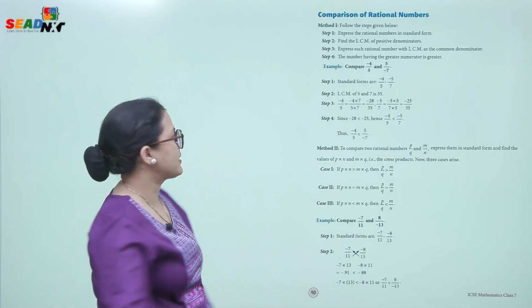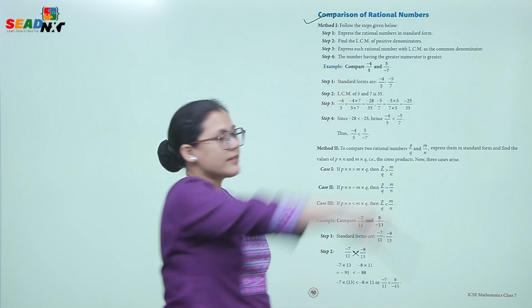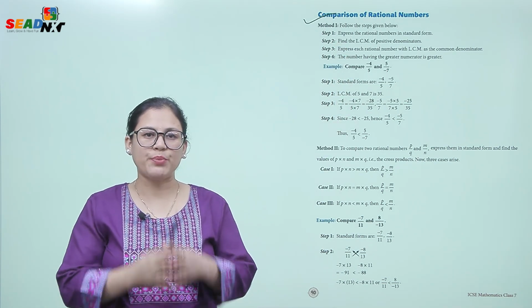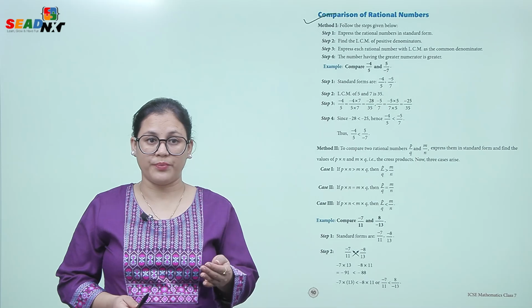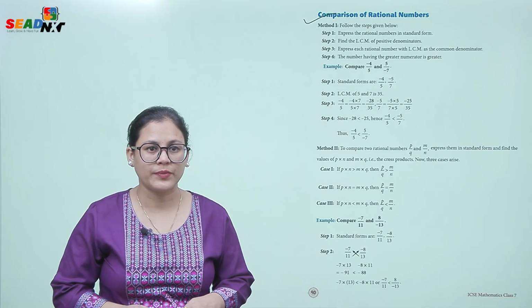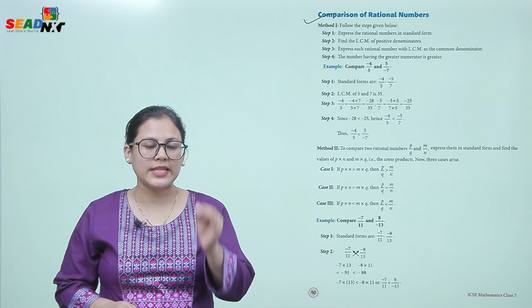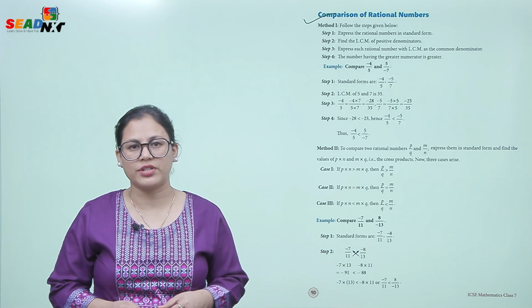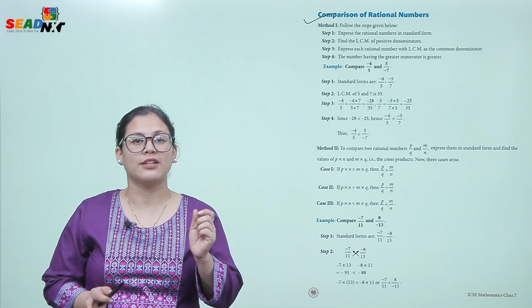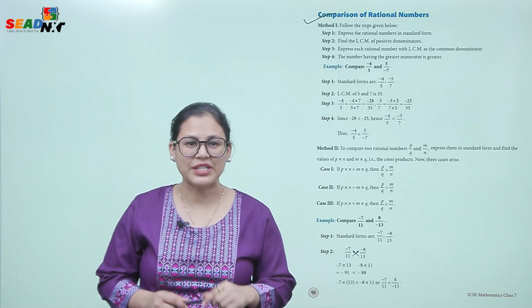Comparison of rational numbers. Okay, now how do we compare rational numbers? Method 1, follow the steps given below. Step 1, express the rational numbers in the standard form. Step 2, find the LCM of positive denominators. Step 3, express each rational number with LCM as a common denominator. And step 4, the number having the greater numerator is greater. Okay, let's understand through an example.